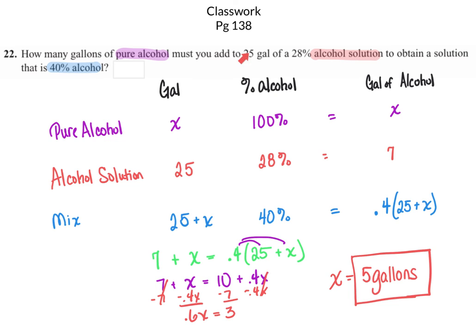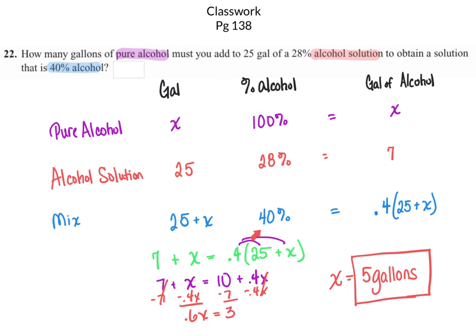How much must you add to 25 gallons of alcohol solution? 25 gallons, right? And then my total solution is going to be however much alcohol I add plus how much I had already. So X plus 25 is going to be what my mix is, or 25 plus X. It doesn't matter what order you add.